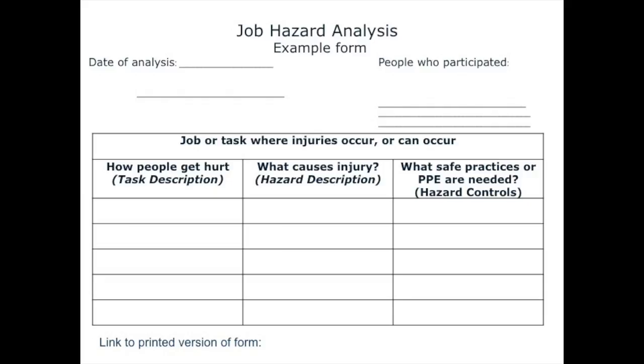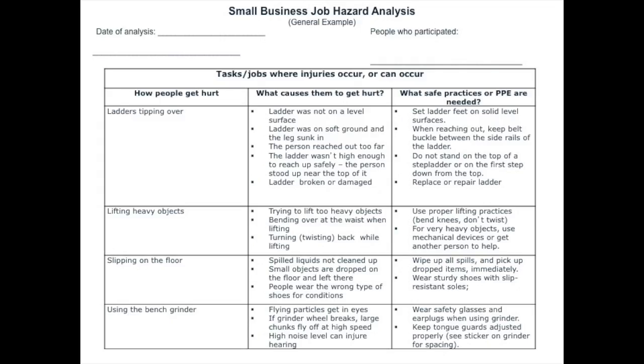All right, the next slide, small business job hazard analysis, general example. How people get hurt, what causes them to get hurt, and what safe practices or PPE are needed. So it's kind of the same thing. How people get hurt, what causes injury. But this just has some tasks, jobs and tasks filled out. So ladders tipping over, that's how they're getting hurt.